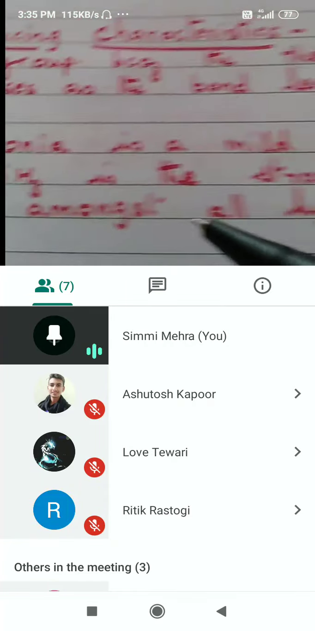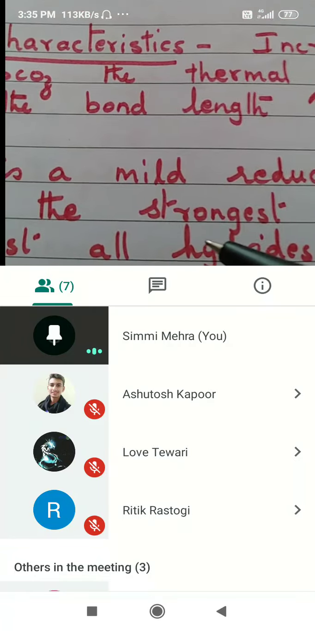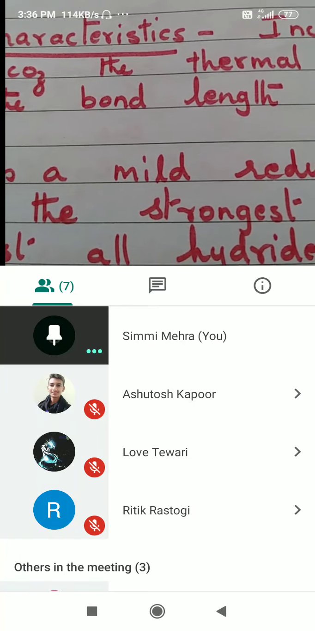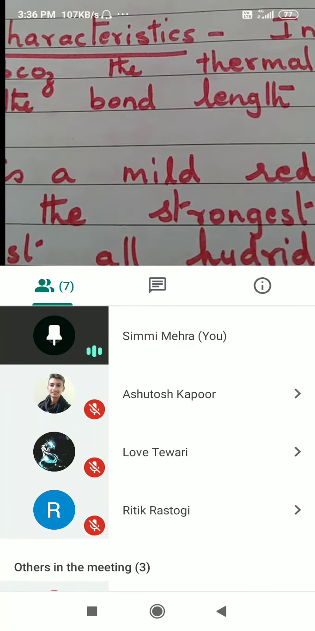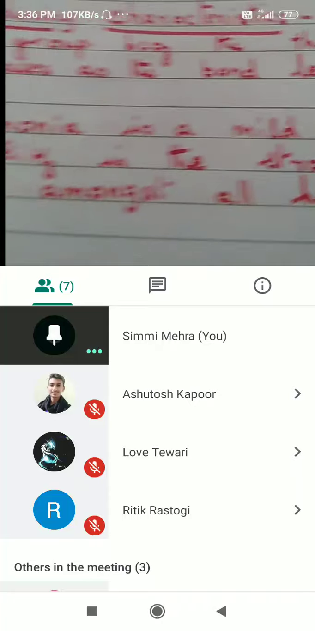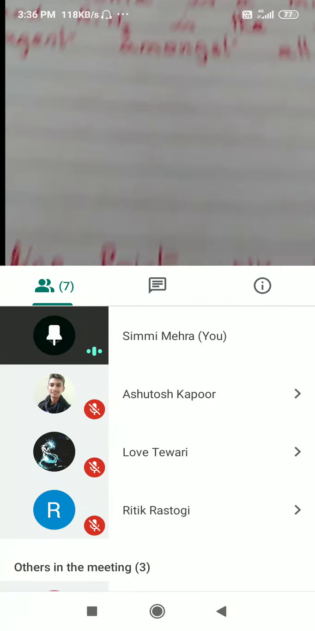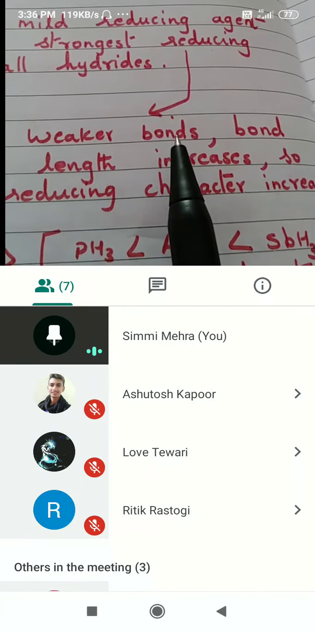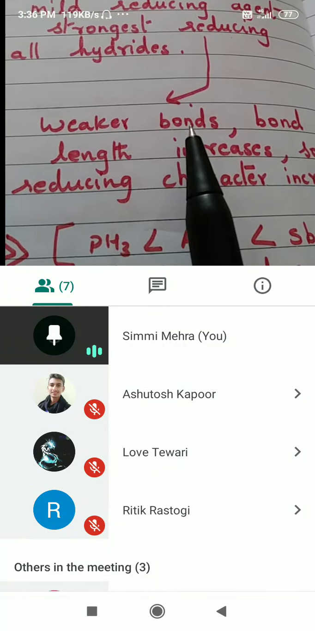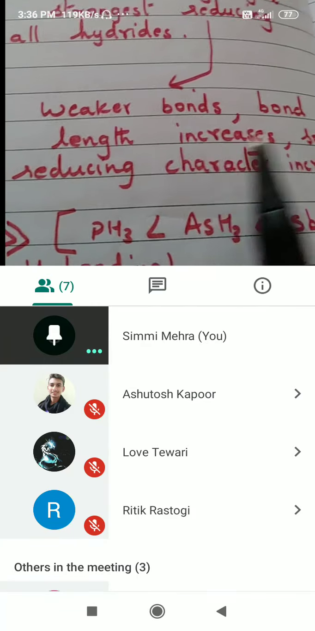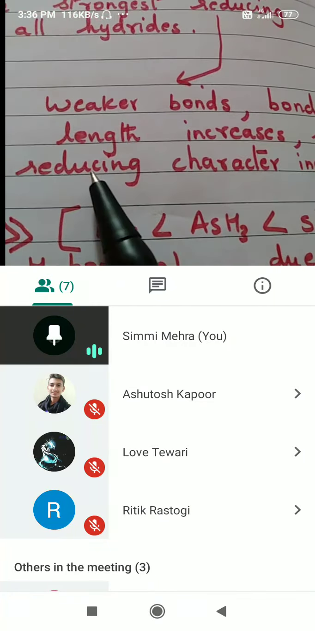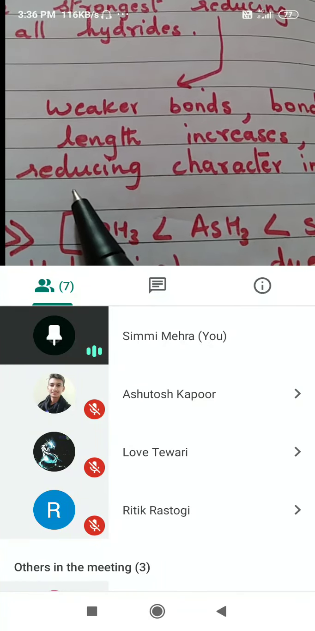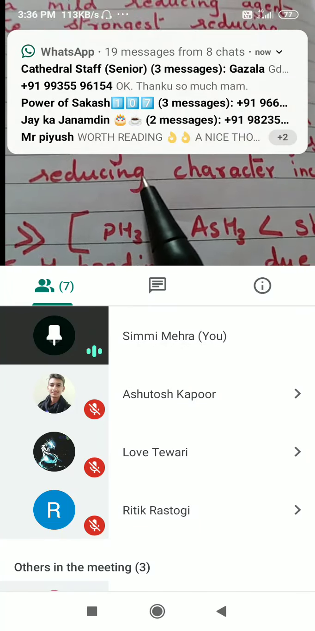And BiH3 is the strongest. Why is it the strongest reducing agent? Bismuth is much larger in size, hydrogen is very small in size, bond length is more, extent of overlap is less, bond is weak. Okay, it will give hydrogen easily, so it will break. Alright. Now, weaker bonds, bond length. If the bond is weak, bond length increases, so reducing character increases. Reducing character means how easily it will give hydrogen. Reducing agents are those which give hydrogen easily.